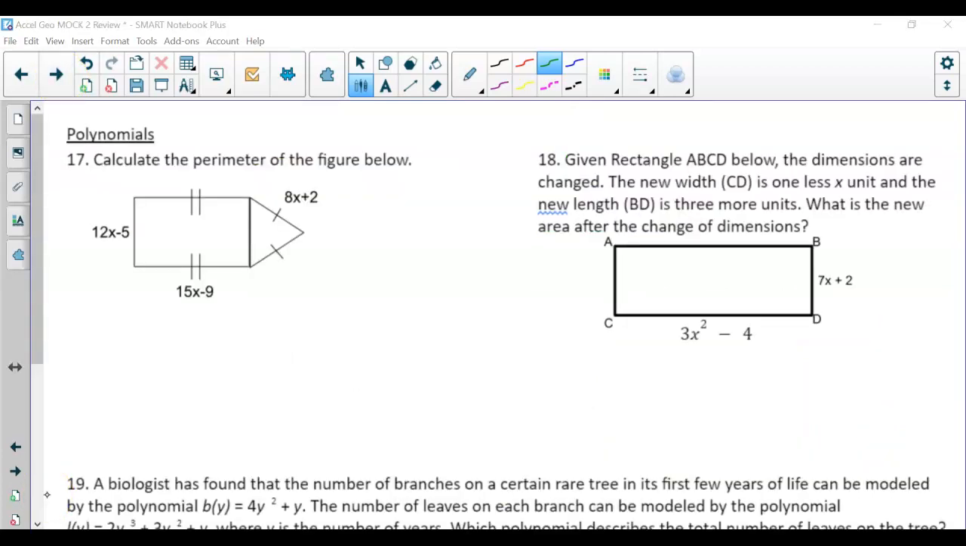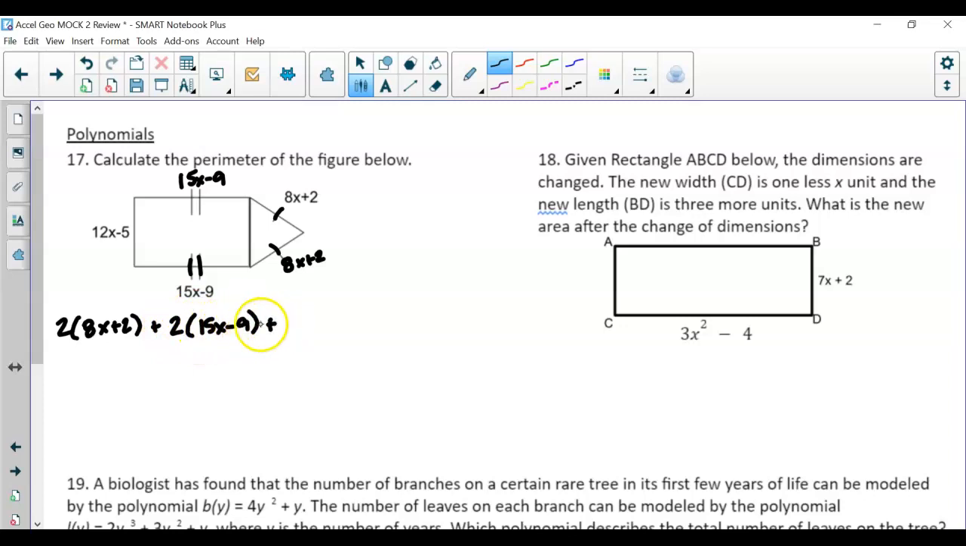The next set of questions are working with our polynomials. So here we're just needing the perimeters. This side is 8x plus 2. This side is 8x plus 2. So that's why we need to double 8x plus 2. This side here, 15x minus 9. So this side is 15x minus 9, which is why we need to double it.